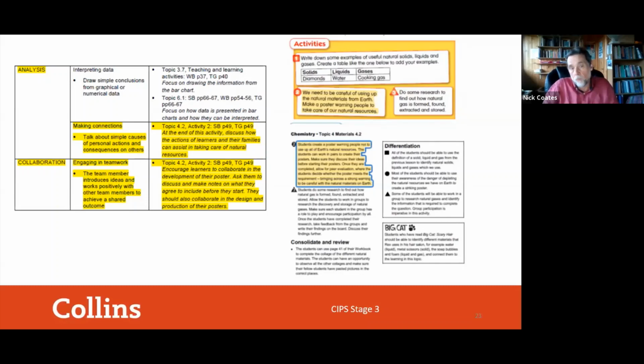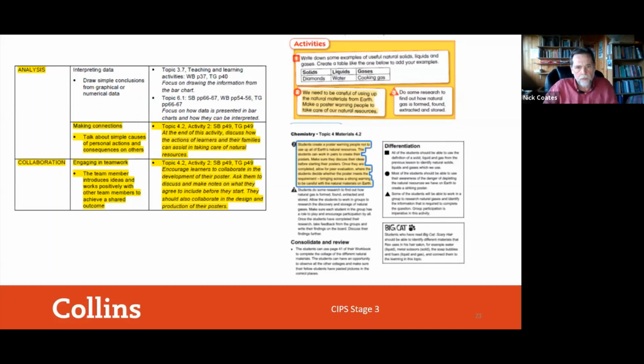So they can talk about how things that they can do, or their families can do, or the school can do to manage natural resources. And that links us to the making connections learning objective, which is talk about simple causes of personal actions and consequences on others. So here we're talking about personalizing the activity.